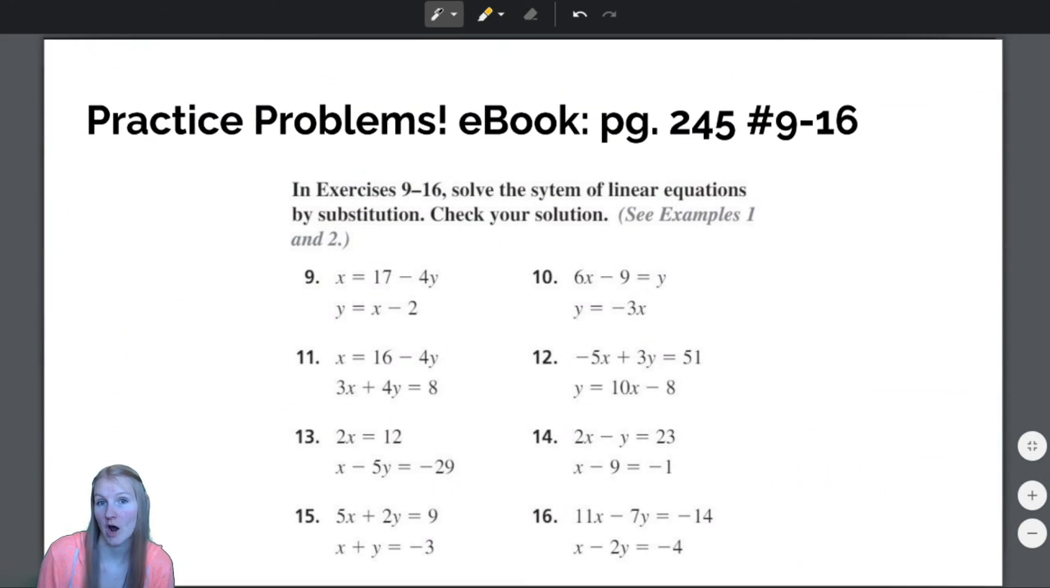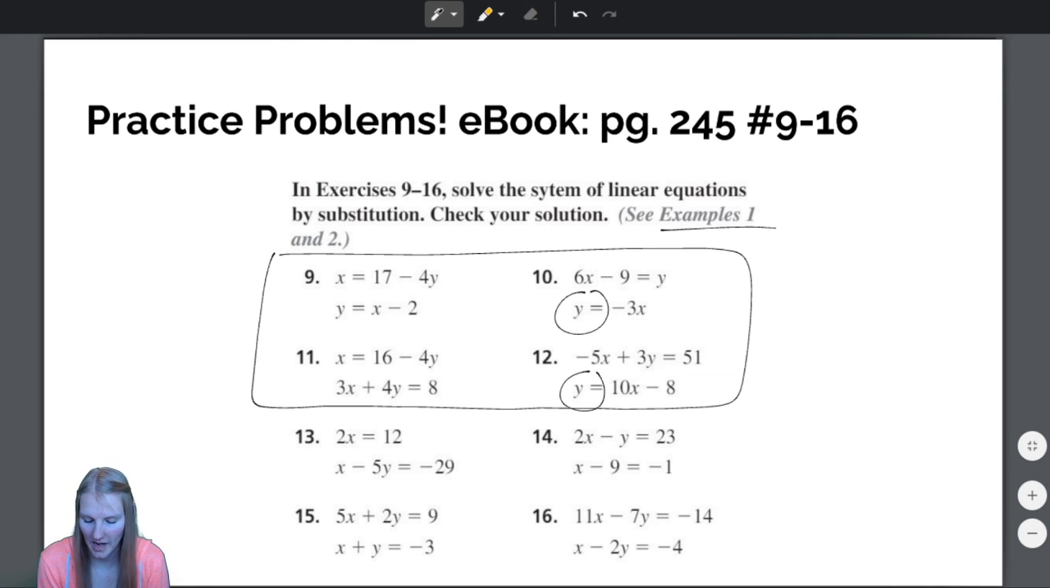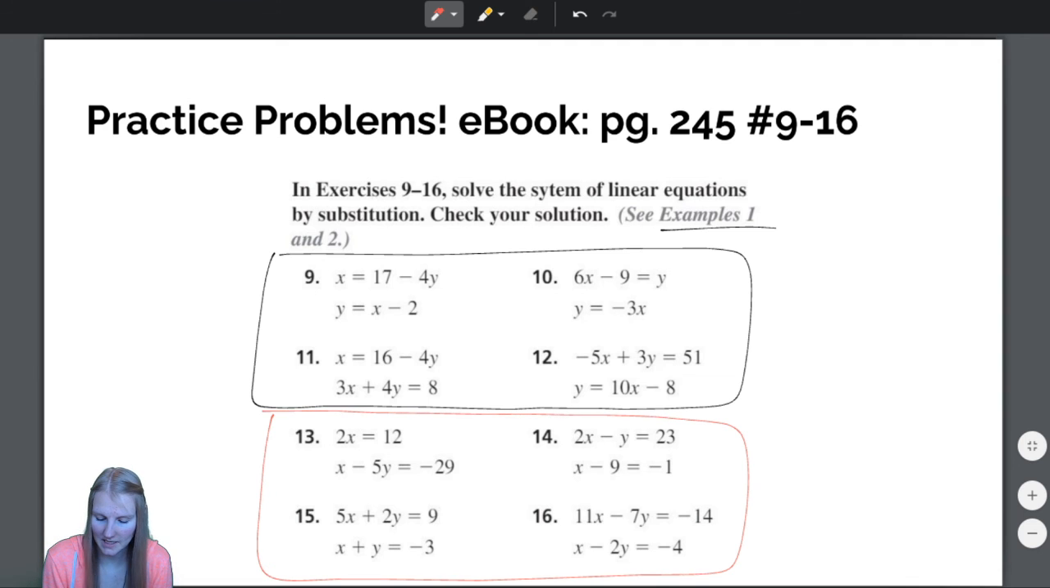These are some practice problems that you can do to practice the skills you have learned in this video. The first 4 problems are like example 1. They are already solved for x or y, so that you can jump right into step 2. And the last 4 problems are like example 2, where you need to solve for either x or y before you can begin step 2 of substitution.